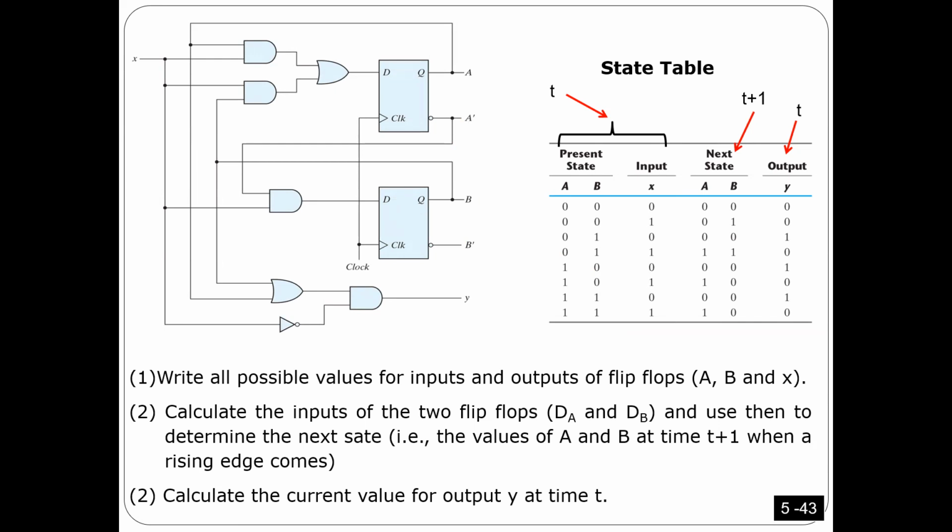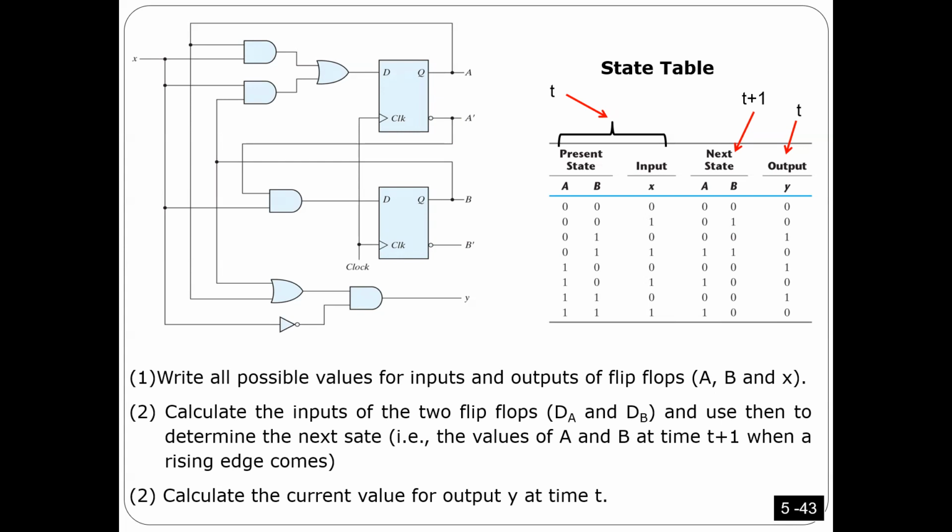And this is when the clock comes, given this is the input and this is the current value for the flip-flop, when the clock comes, this will be the next state. That is why we have states. What do you mean by state? A state means the values of the flip-flops. That's it. You got what I'm saying?